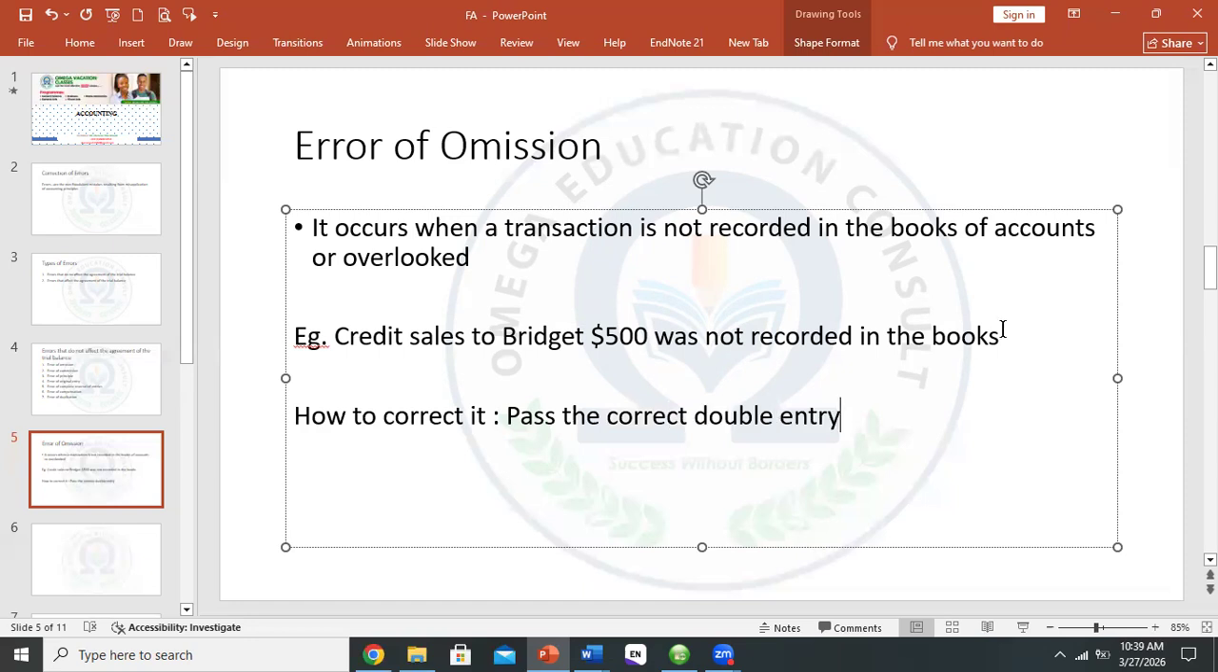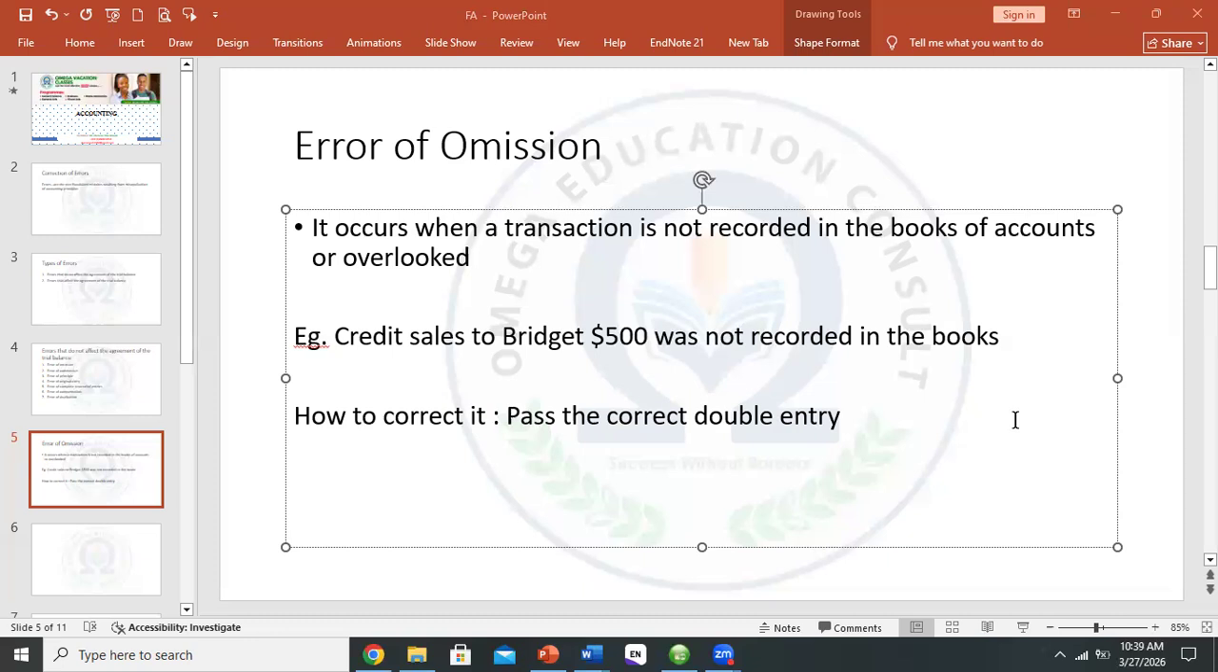So professors, to correct this, what do you think will be the correct entry to record this transaction? Credit sales to Bridget, $500. For this one, I expect more hands. You debit who and you credit who? I expect my professors to know this one. Emmanuel Kuju. Who do you debit and who do you credit? Say please, you debit sales and credit Bridget.